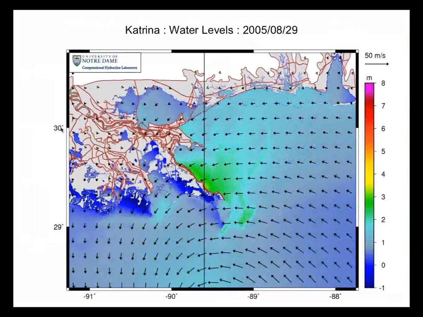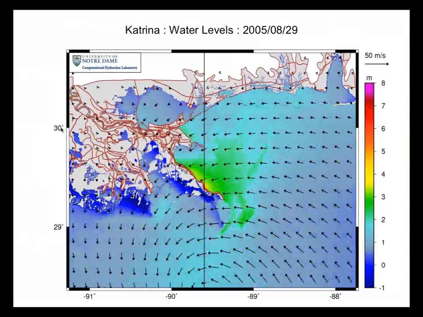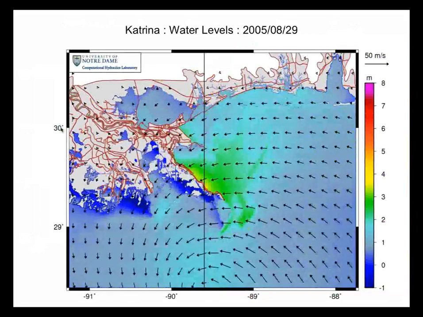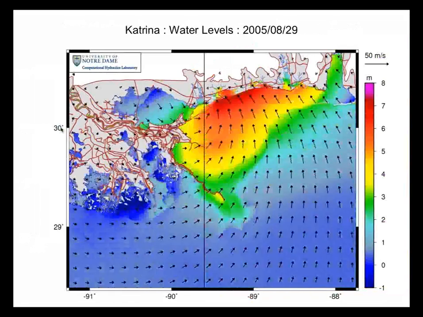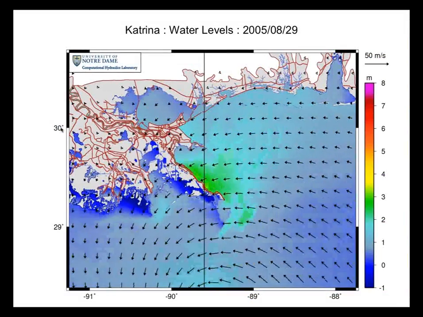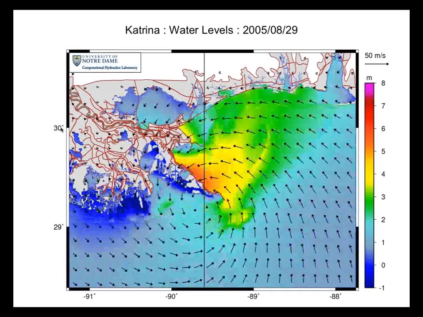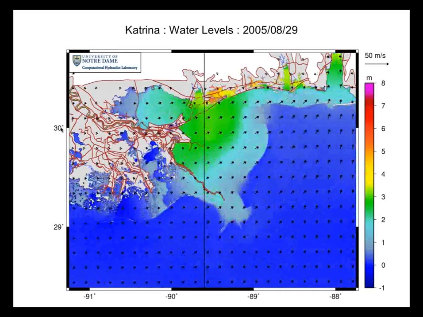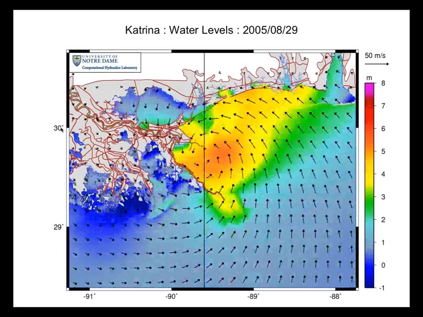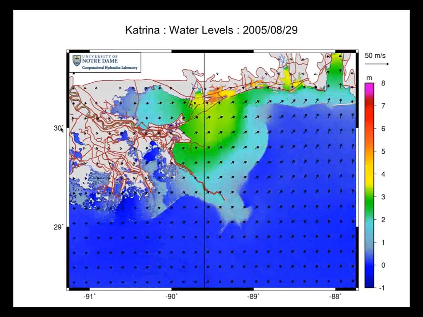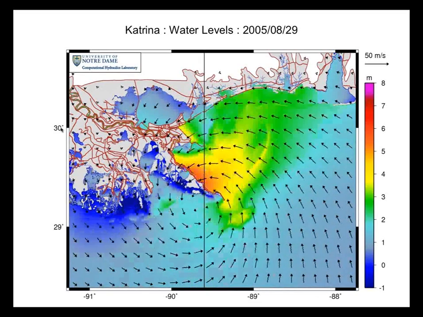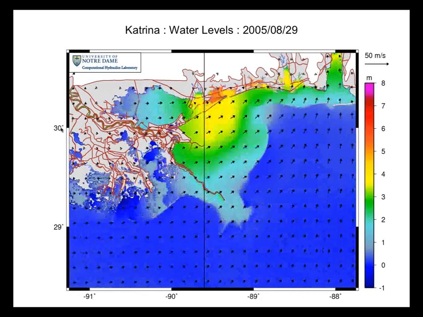And this is a movie, a simulation using ADCIRC and SWAN of the event. So you can see the arrows are the wind speeds and the colors are the water levels. And the scale there is on the order of meters. So you can see initially when the eye first passed over the Mississippi River Delta, there was a tremendous amount of surge that piled up against that levee system in Louisiana, in what's called Plaquemines Parish, down in the Delta region. That did a lot of damage.